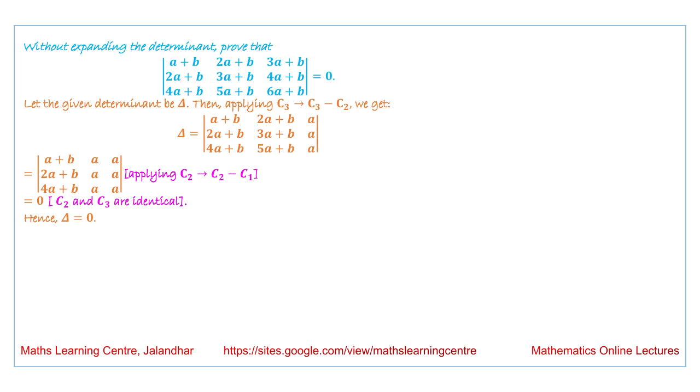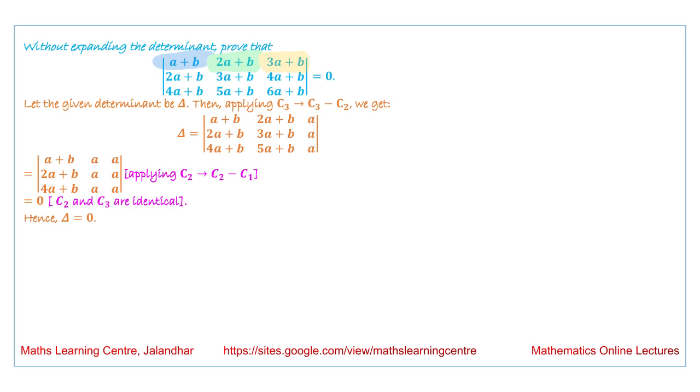Next we have, without expanding, to calculate this determinant. So if we again look at the terms over here, the first term is a plus b. The next is 2a plus b, and next is 3a plus b.